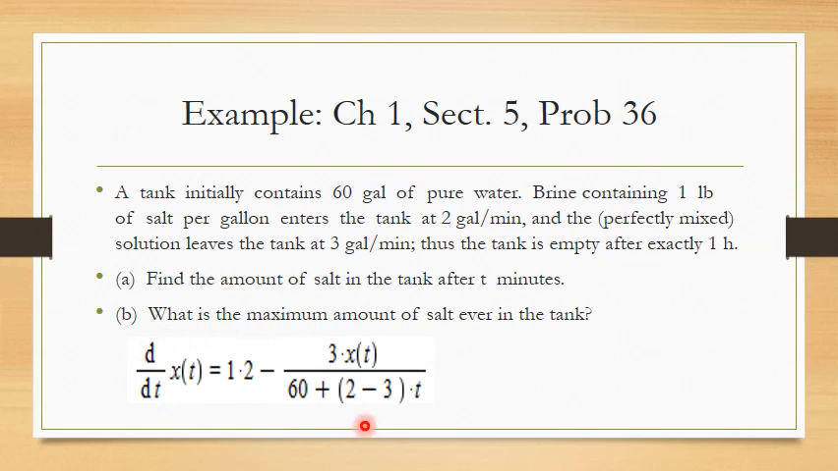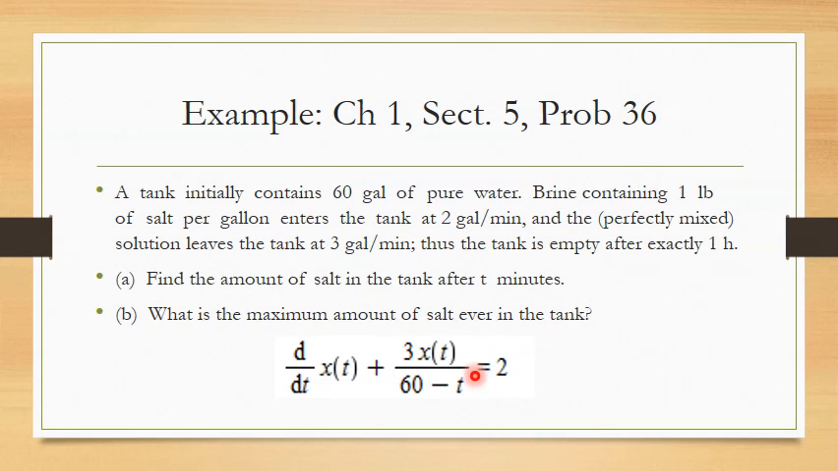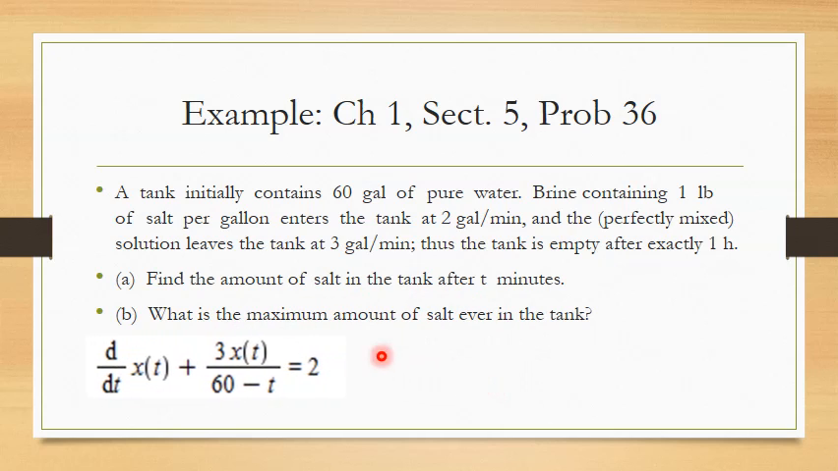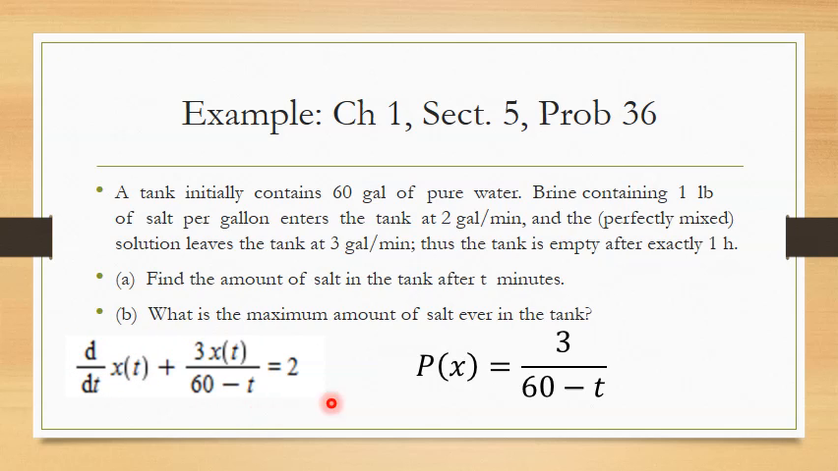So we need to solve this. This turns into this if I simplify it. And then if I rearrange it to look like one of the standard form equations that we're talking about, it looks like this. So let's see if we can solve this, or at least find out what x is over time. Here we go. So P of x is this. Q of x is just 2.